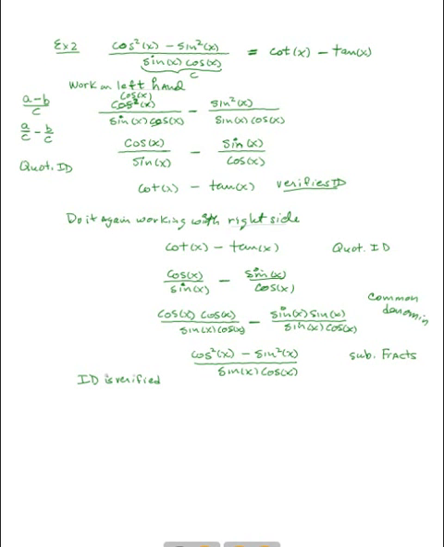So, the point here was that you could work on the left-hand side, or you could work on the right-hand side. Now, in theory, that's always true. In practice, sometimes it's easier to work with one side than the other. If you go back and look at example 1 again, you'll see it was much easier to work with the left-hand side than it would have been to work with the right-hand side. So, that's example 2.